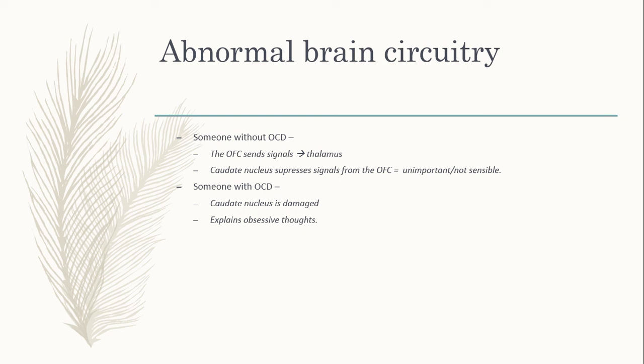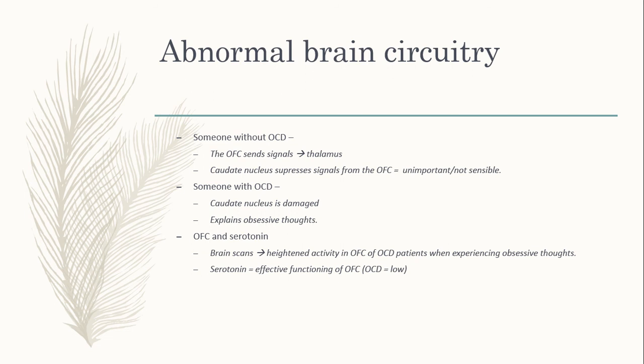And this is linked to and can explain those obsessive thoughts that somebody with OCD might have, because they cannot control the caudate nucleus, which would regulate and monitor those thoughts. So the thoughts aren't controlled for, and therefore the thalamus starts to panic, which explains those obsessive thoughts.